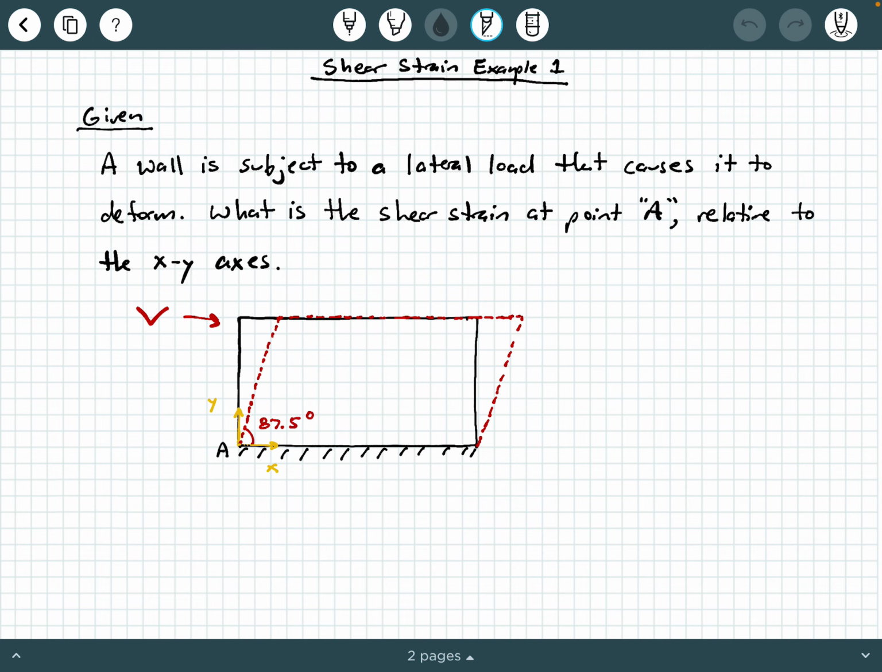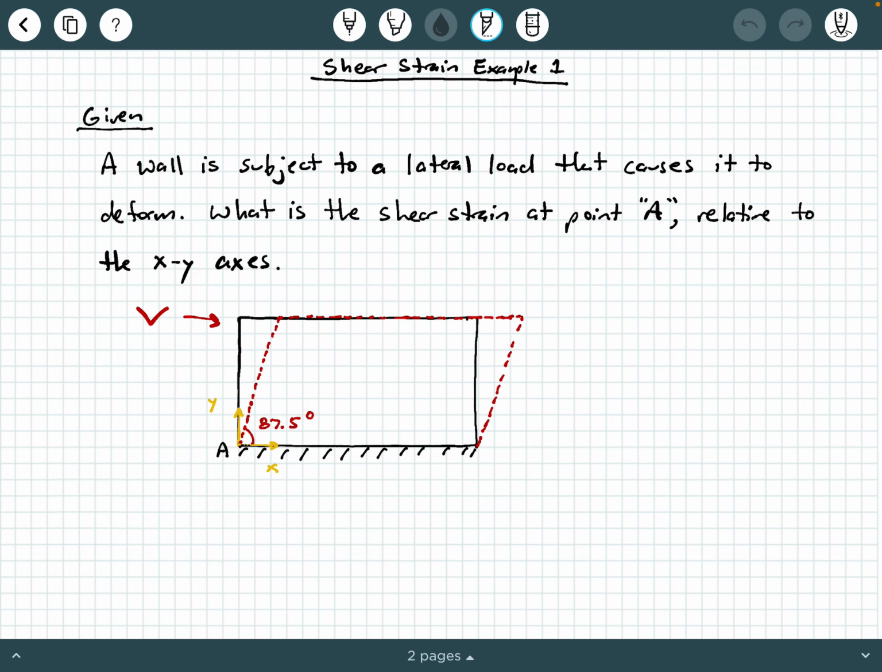So let's get started. Here we're being told that a wall is subject to a lateral load that causes it to deform. And then we're being asked, what is the shear strain at point A relative to the XY axes? So let's take a look at the figure we have here.